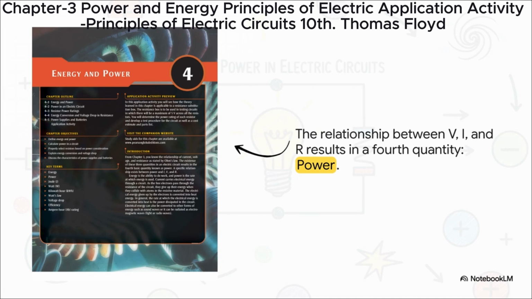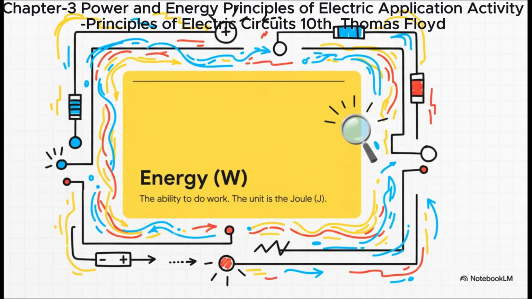The really interesting stuff, the part that makes a circuit do something, like light up a room or turn a motor, that all comes down to how circuits use energy. And this fourth quantity, power, is the absolute key to unlocking that. This is where we move from just theory to building things that actually work. Okay, first things first, let's get our definition straight.